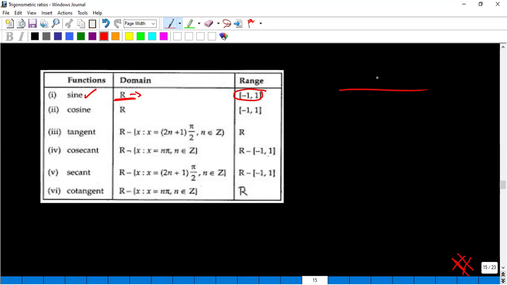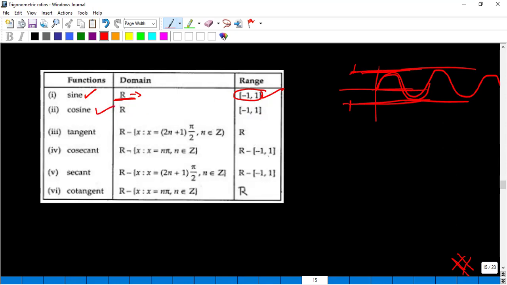Just now we have seen the periodic function. It was like this. This is the upper limit, this is the lower limit. It is the x value. This is minus 1, this is plus 1. So this function oscillates continuously between these two values only, minus 1 to 1. This is called the range. Even cosine also repeats in the same interval, minus 1 to 1.